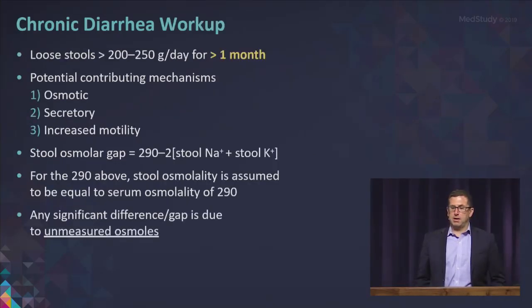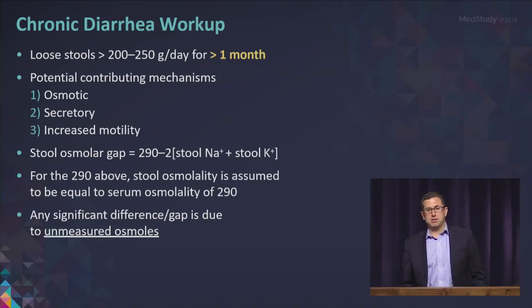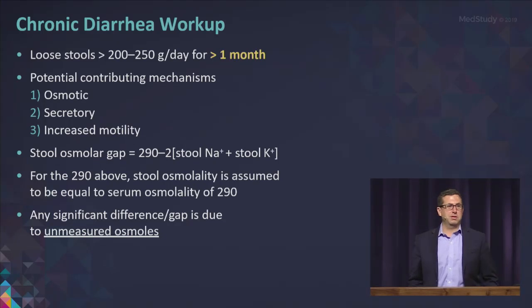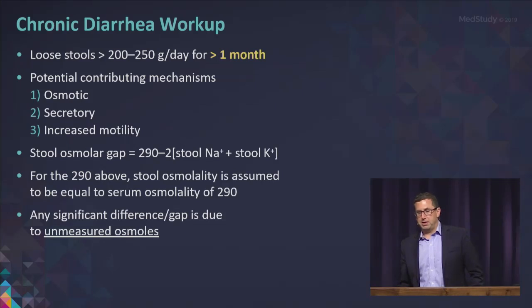When you're talking about chronic diarrhea, you're looking at symptoms for more than a month. There are a number of potential contributing mechanisms that you've probably heard of. There could be osmotic diarrhea, secretory diarrhea, or increased motility. There's the dreaded stool osmolar gap discussion that everyone tries to order this test, and sometimes we just can't get it. So the formula is 290 minus 2 times (stool sodium plus stool potassium). For the 290 above, stool osmolality is assumed to be equal to serum osmolality of 290. Any significant difference is due to unmeasured osmoles.